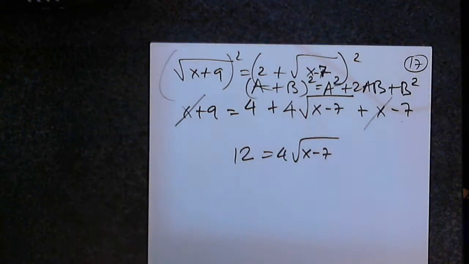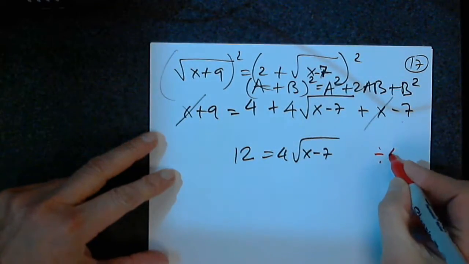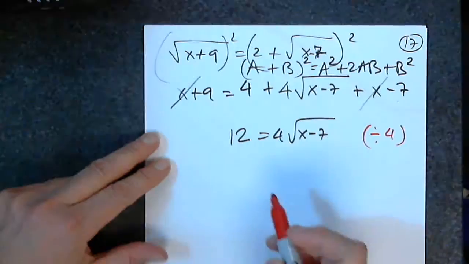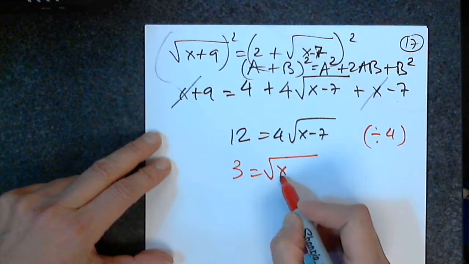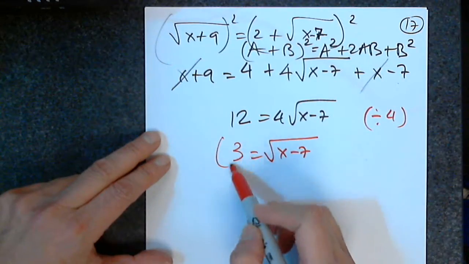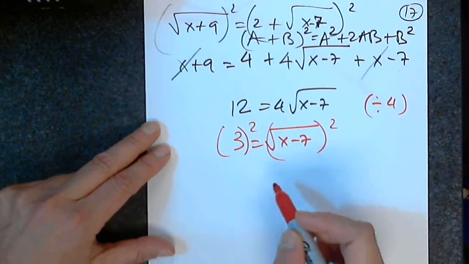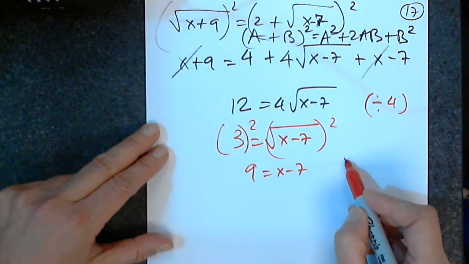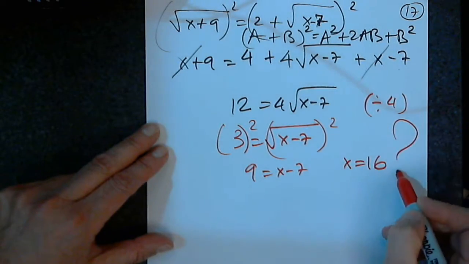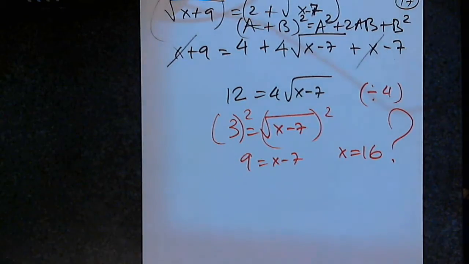You might square it. No. I will divide both sides by 4 to make my life easier if I can. So this is x minus 7, and only now I square again. And I get 9 equals x minus 7, or x equals 16, and of course it comes with a big question mark. How did you get 12?